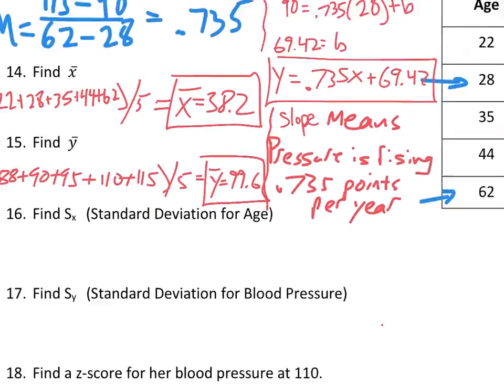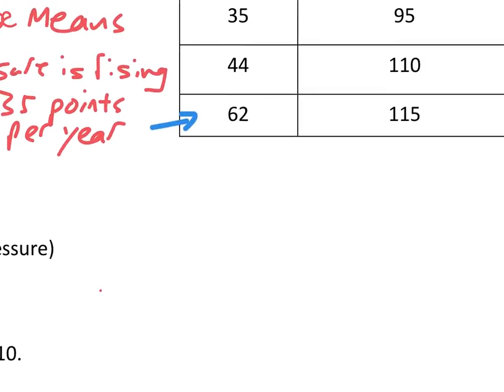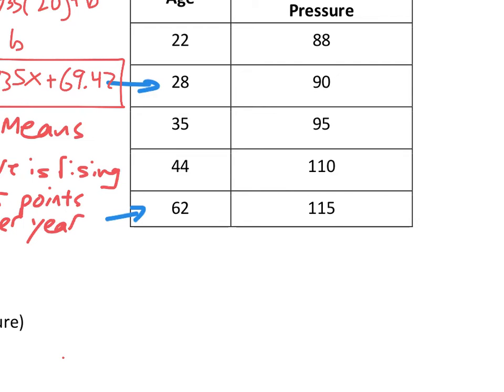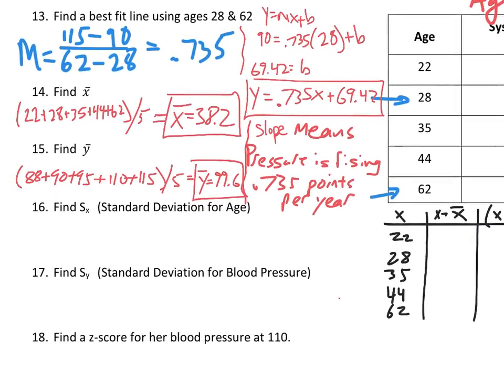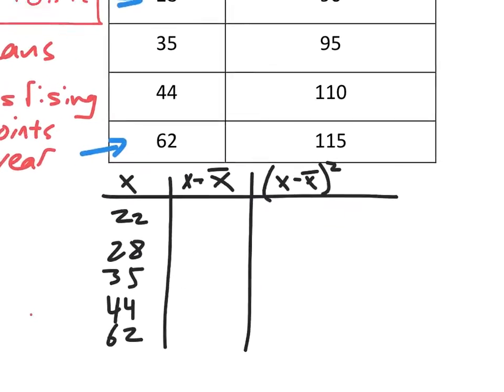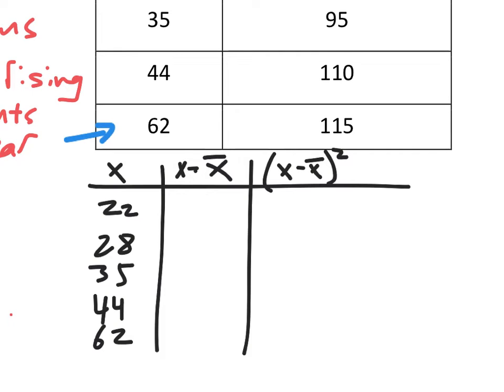All right. So we're going to take the standard deviation for the x column first. And so what we need to do is make a table. And so we need to have our x's. We're going to need to subtract the mean, x minus x bar. We're going to need to square that. And then we'll need to get a grand total of that. So we've got our list of numbers. Now we're going to subtract x bar, which is 38.2. And we'll calculate each of those.